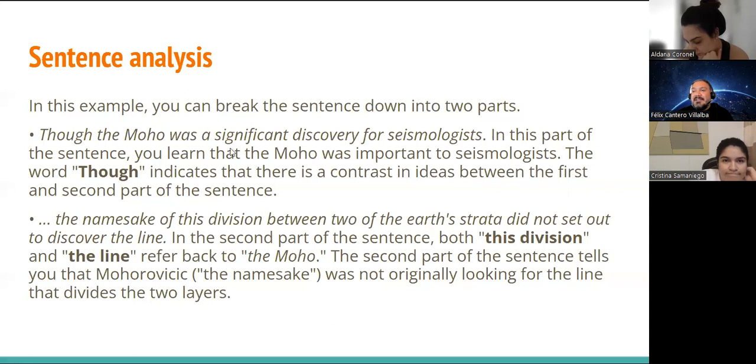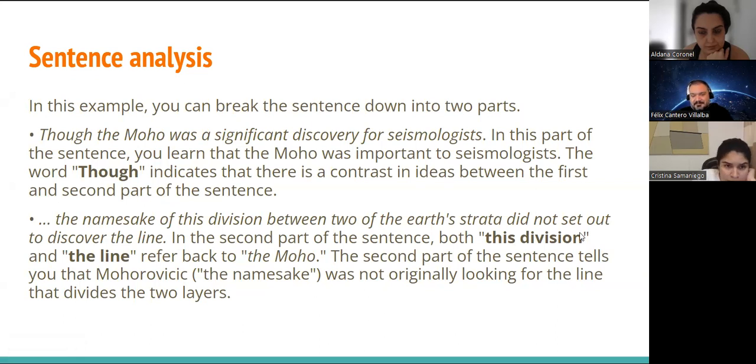So let's see. Here, "though" is a very important word because it indicates that there is a contrast in ideas between the first and the second part. This is important. And here, in the second part, we have this division and the line. Again, we know what we're talking about. So because of this, what is the correct answer? What did you write down?